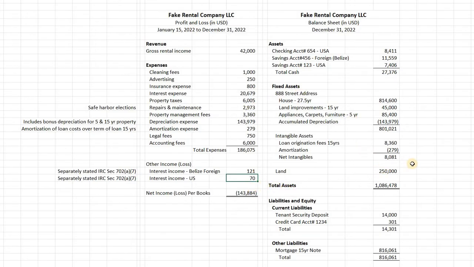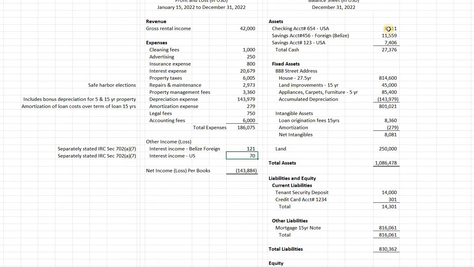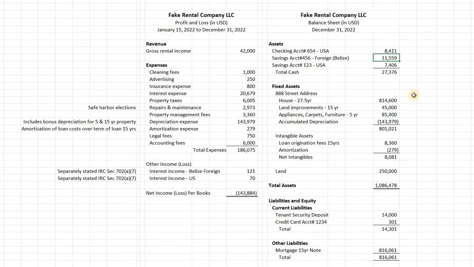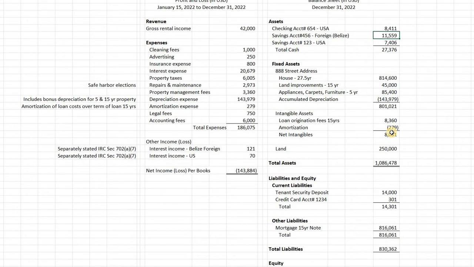All right, on the balance sheet side here, again, nothing too tricky, right? So we have two checking accounts, savings accounts, so again, U.S. and foreign. The Belize account here, this is, again, why we're filing an FBAR, right? So you're going to need to disclose on the return that you have a foreign bank account and then file an FBAR separately. All right, on the fixed asset section, we separately state all the items, right? So we have the house, the 27.5-year property, 15-year property, 5-year property, right? All that looks good. Loan origination fees, and then the related depreciation and amortization.